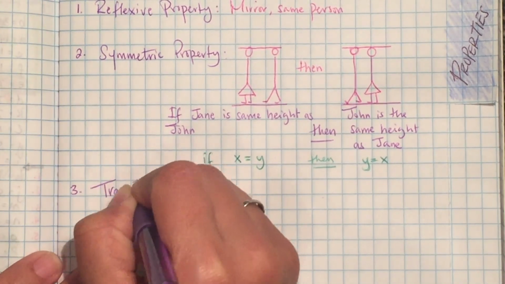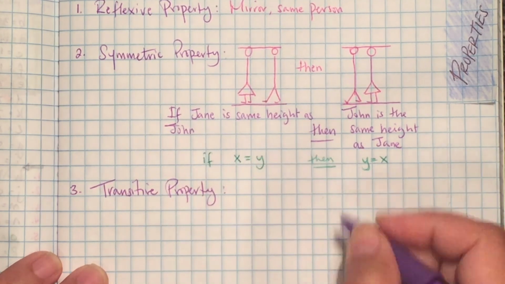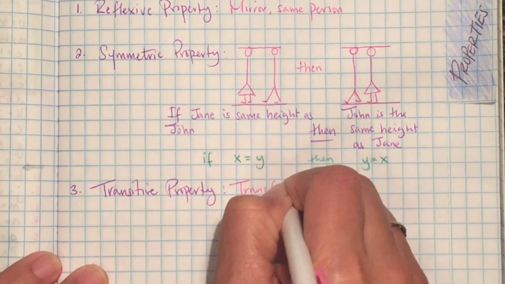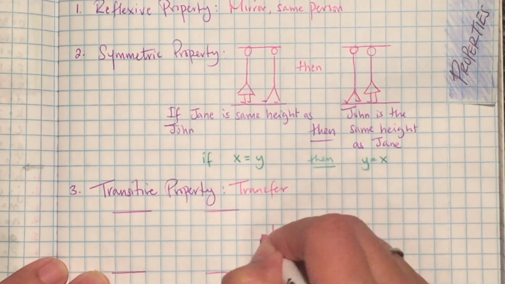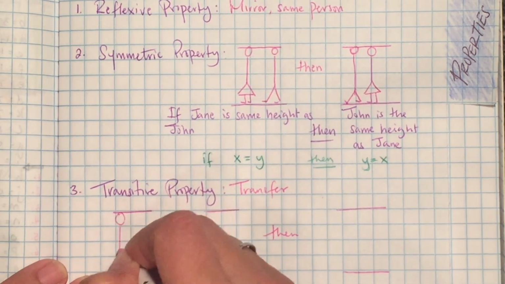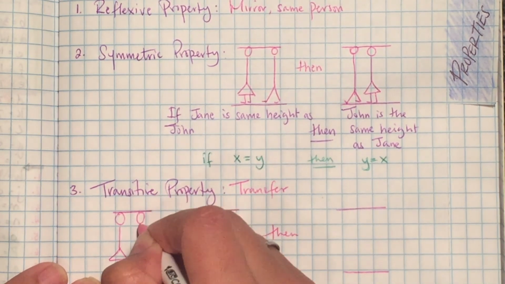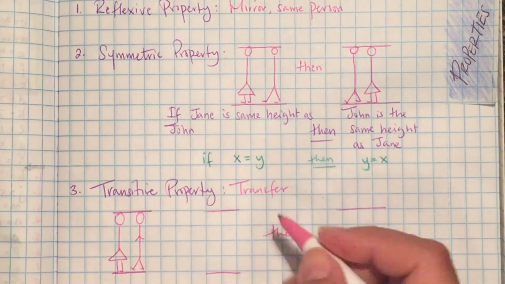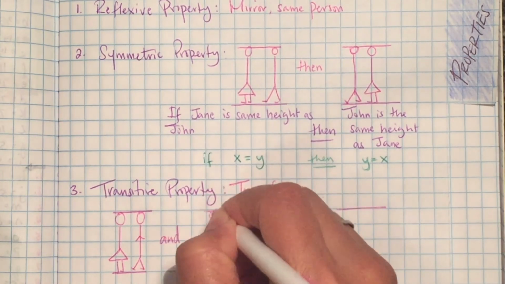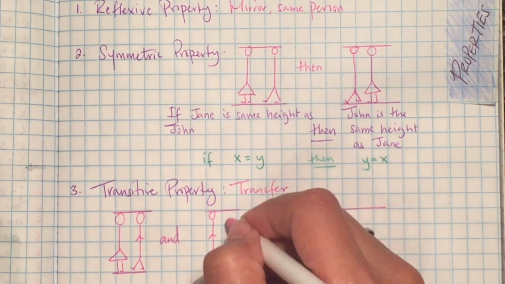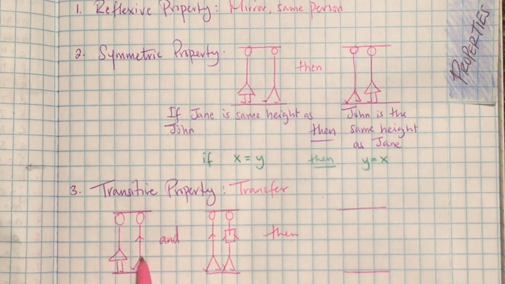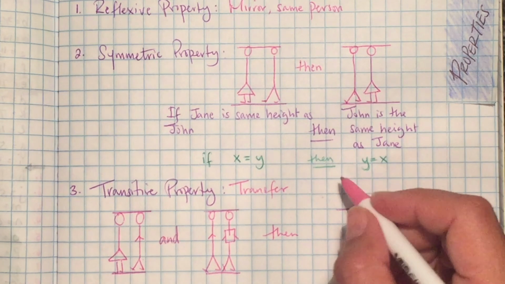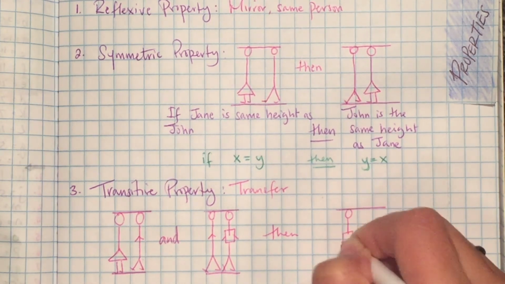Our third one we're going to look at is transitive property. And when you think about this one, I want you to think about transfer. Transitive, transfer. Okay, what that means is if you have a girl and a boy, and then you have that same boy and a different boy. So I'm going to draw it a little bit different, so pay attention. Then we can transfer and say because the boy and the girl are the same height, and the two boys are also the same height, then the girl and the second boy are also the same height.